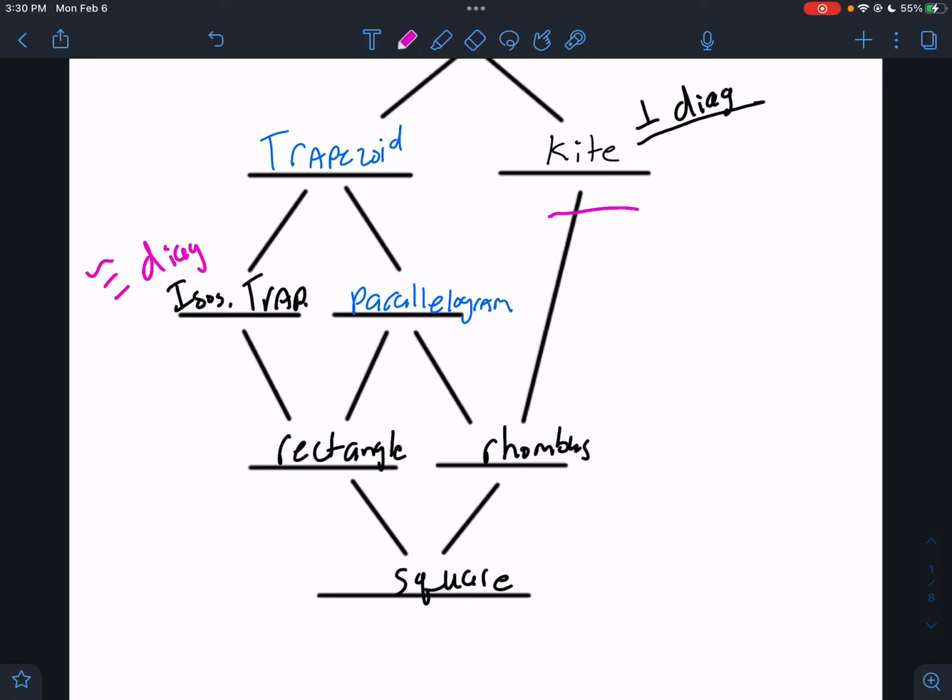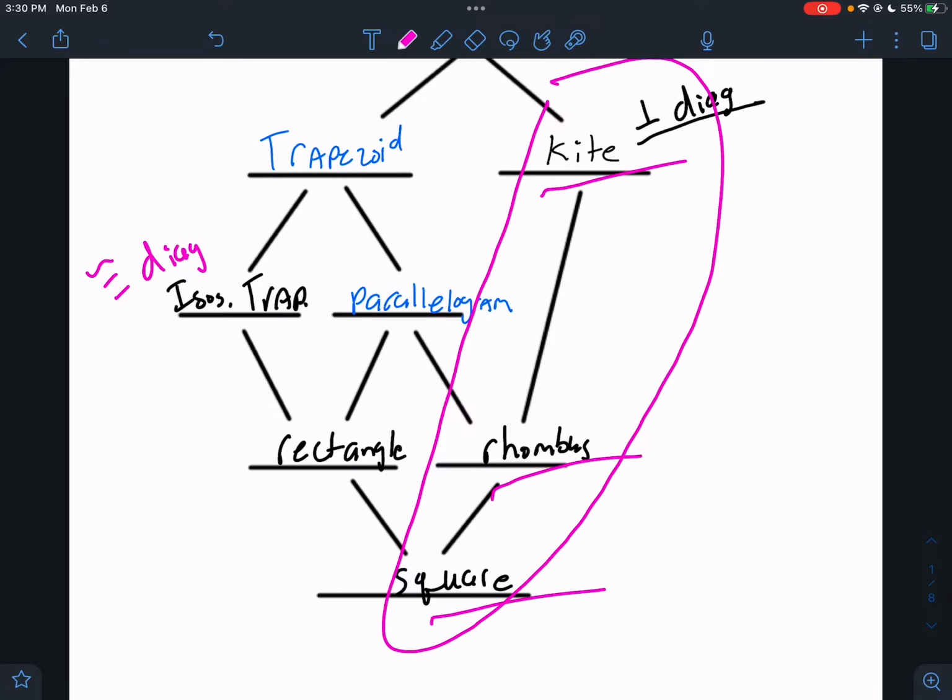Is that pretty cool? What if I said, hey guys, I got this shape. The diagonals are perpendicular, so now you know it has to be one of these three shapes. Those are the only three shapes with perpendicular diagonals.